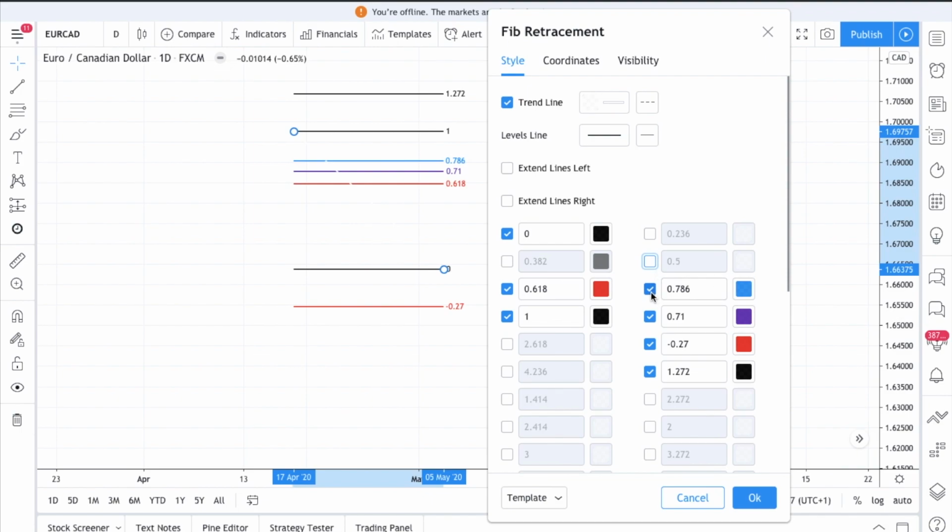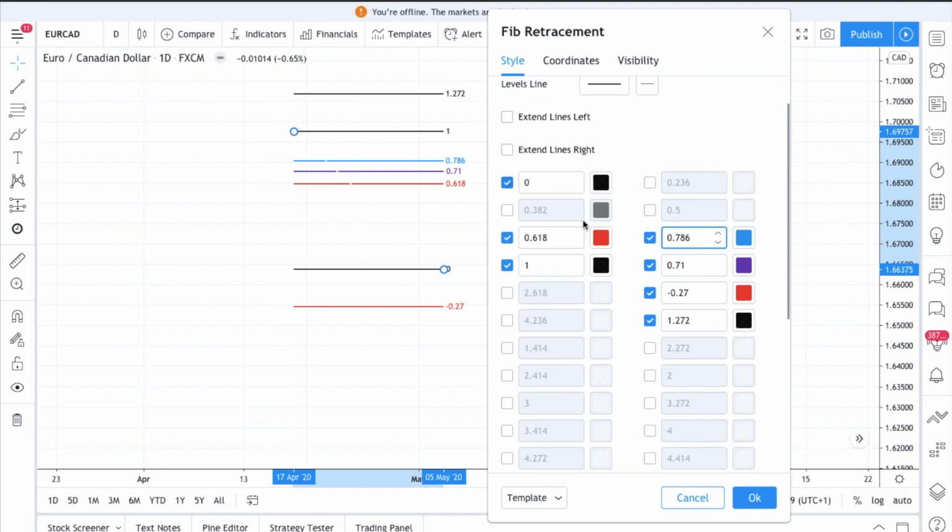Check 0.786. Some of these numbers mightn't be in. All you need to do is click on it and change the numbers yourself into these numbers. I put that blue. 0.71, I put that purple. Make sure that's checked. And our D1 extension, which is minus 0.27, I put that red as that's our target. And recently I've just put the 1.272 in, which is this one right up here. I've put that in black.